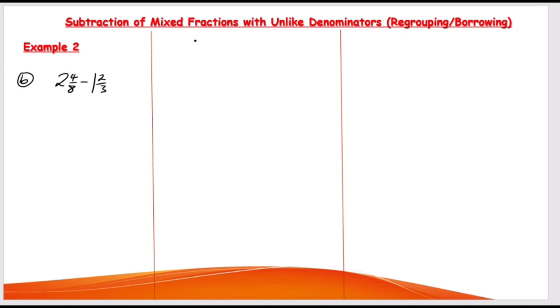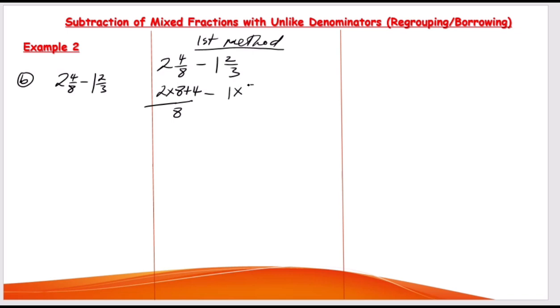So let's proceed with the second question. Let's use the first method. Using the first method, that is 2 whole number 4 over 8 minus 1 whole number 2 over 3. So what we need to do for the first method is to multiply your denominator by the whole number, and you add your numerator. That is 2 times 8 plus 4 over 8 minus 1 times 3 plus 2 over 3.